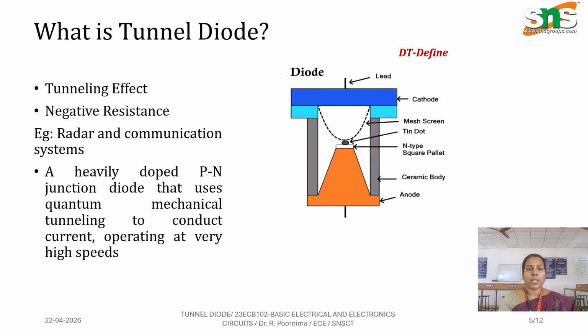And what is meant by tunnel diode? It consists of an anode and cathode, and it works on the principle of the tunneling effect. And also the important property is negative resistance. So these two make this tunnel diode a high speed switch, and it is also used in radar and communication systems. So it is a heavily doped PN junction diode.